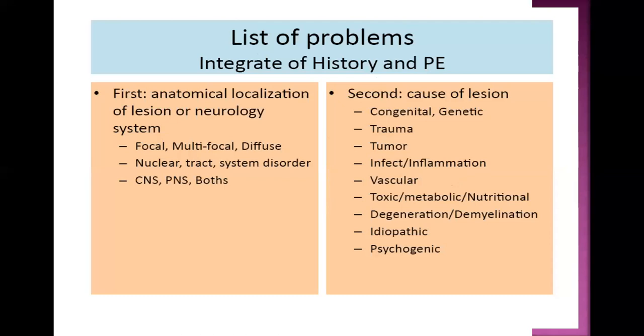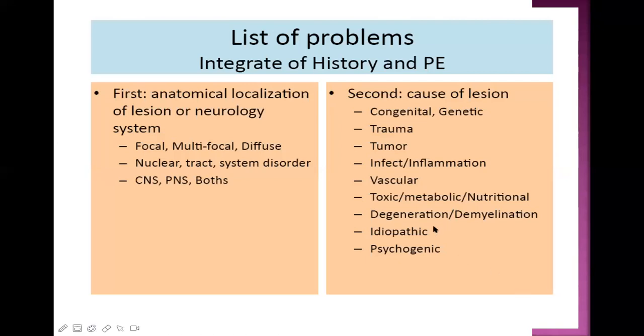Toxic, metabolic and nutritional: this is the effect of the toxin on the brain. Metabolic disorders means liver diseases, kidney disease, or even hypoglycemia. And nutritional, one of the important vitamins, vitamin B1, if it is deficient, it can also damage the brain. There may be dementia or memory loss.